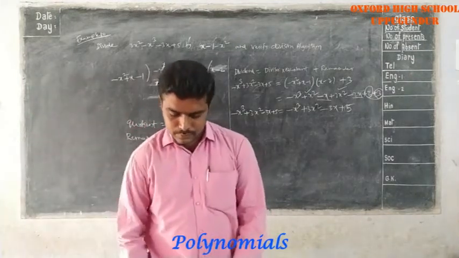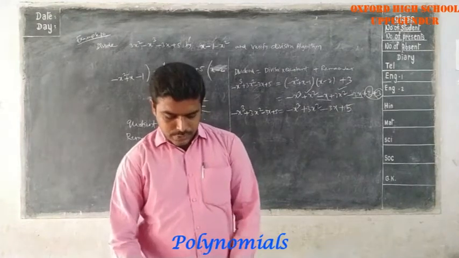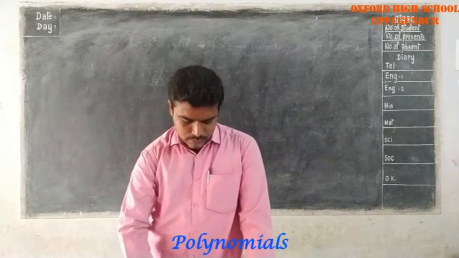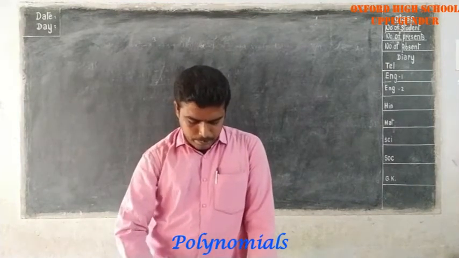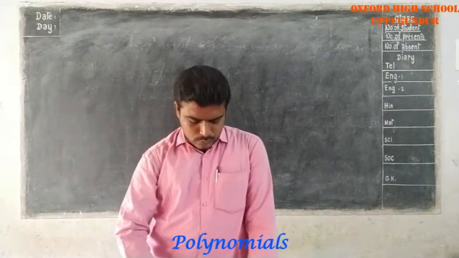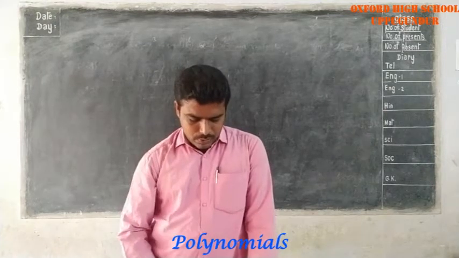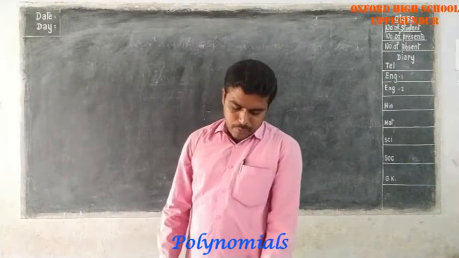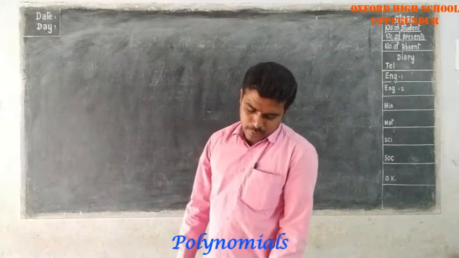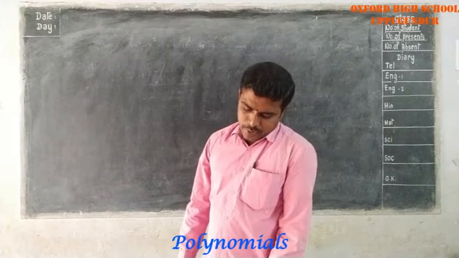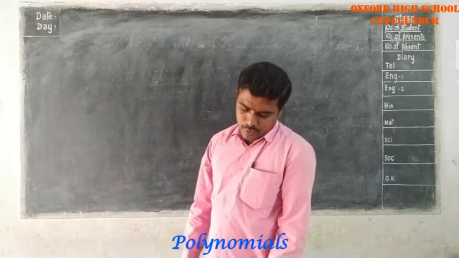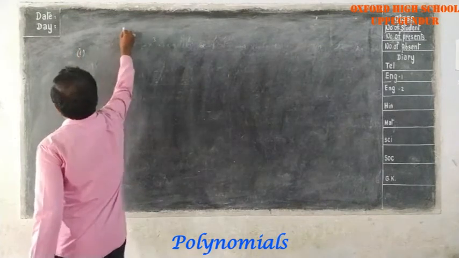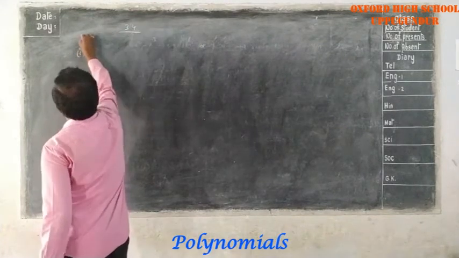Next one. Exercise 3.4 first problem. So in exercise 3.4 first problem, we have three problems. I'll delete two problems. Third problem you have to do. Divide the polynomial p of x by the polynomial g of x and find the quotient and remainder in each of the following. So first one. So exercise 3.4 first problem.